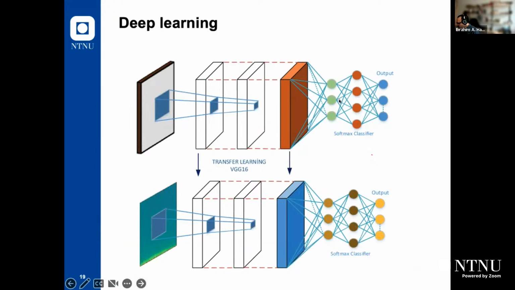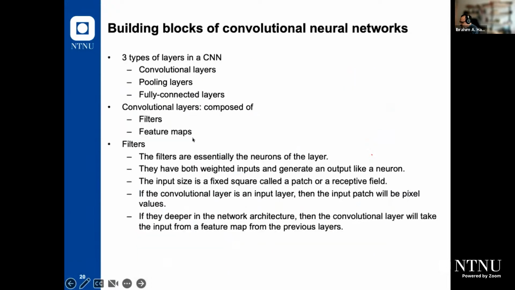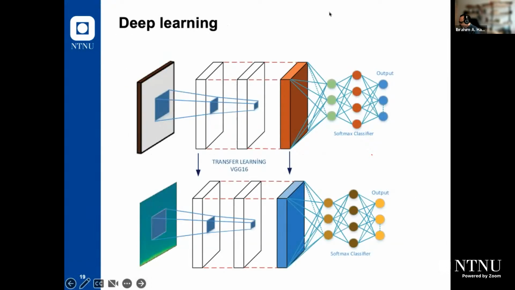The deep learning, how it works: we have an image. This is transfer learning. In fact, it's about VGG16, for example. Just very quickly about this transfer learning: we have a model which has been trained for some images. So we have this convolutional part here. It will try to extract some feature maps. So we will have that part. This is the convolutional layers, or the feature extraction part.